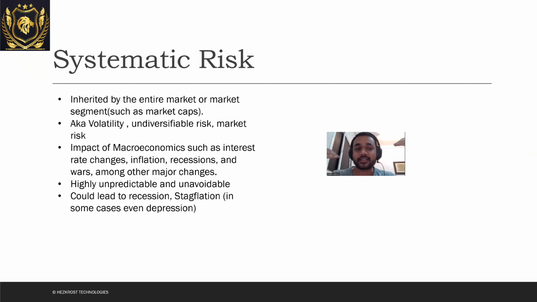Now, systematic risk is also defined as volatility, that the market is very volatile, or there's a lot of market risk involved right now. So I'll give you an example. First, let's analyze what are the factors which actually contribute towards these systematic risks.